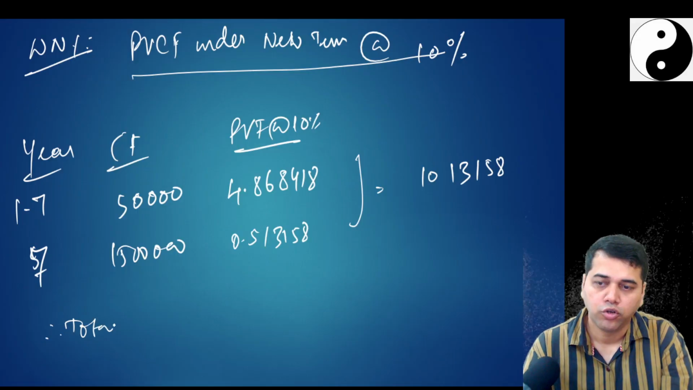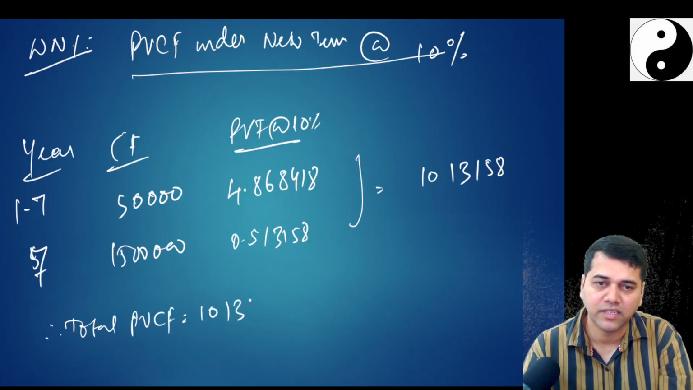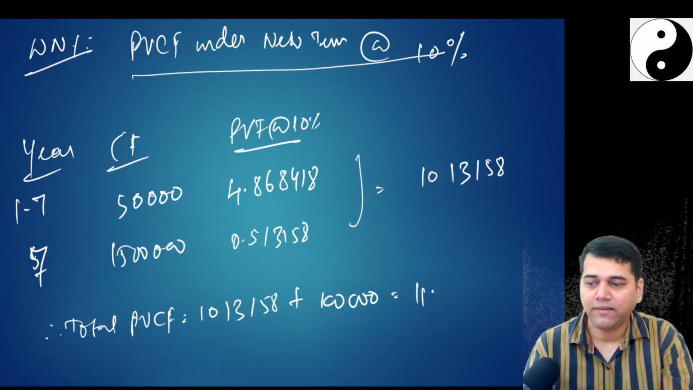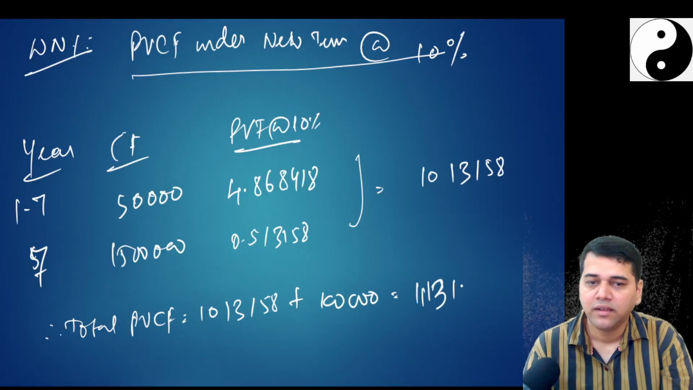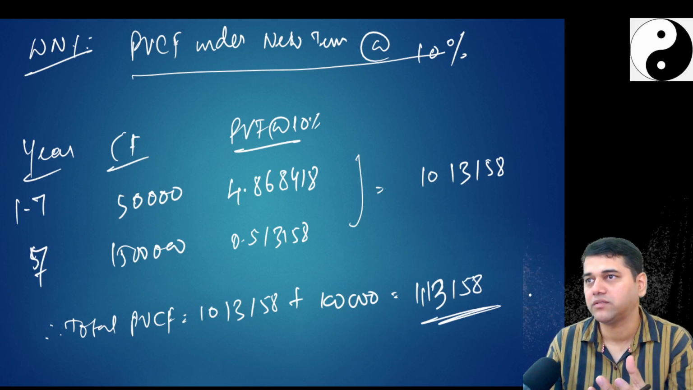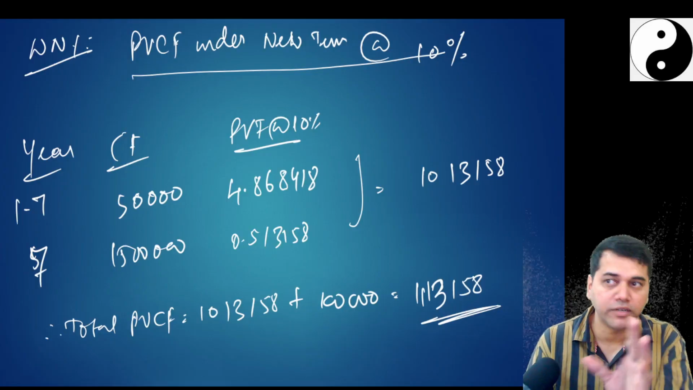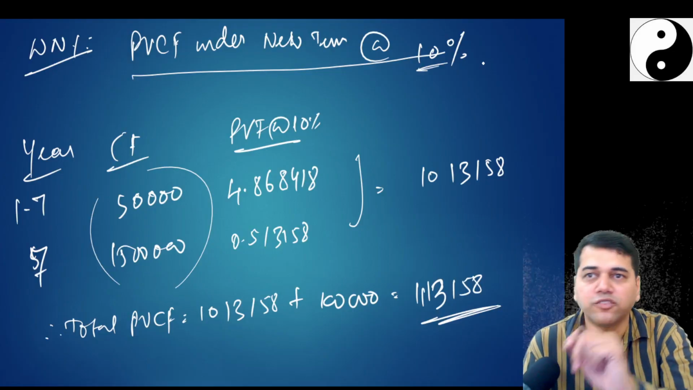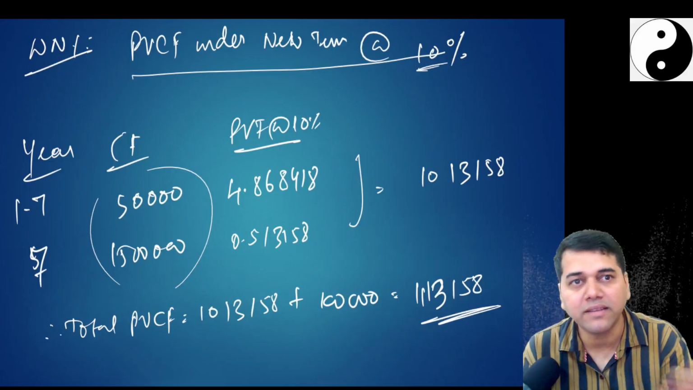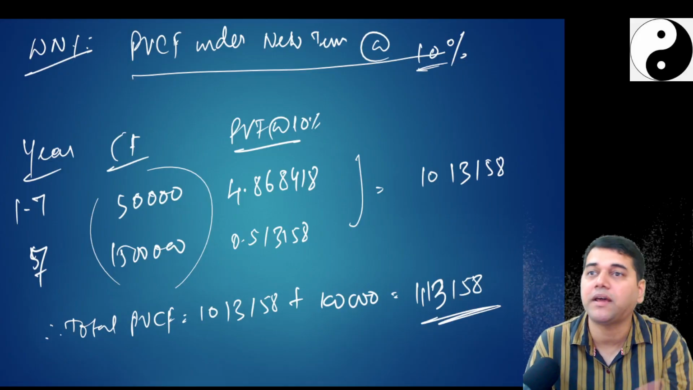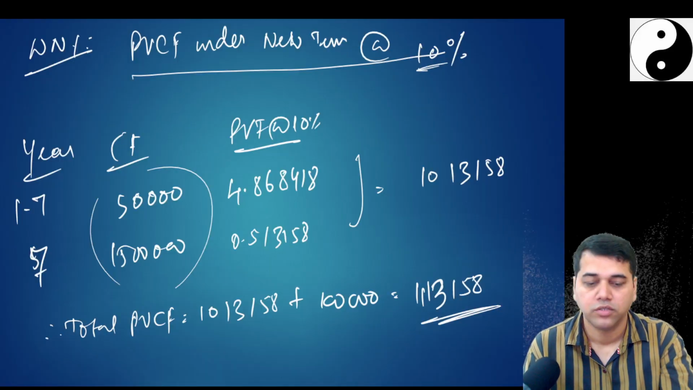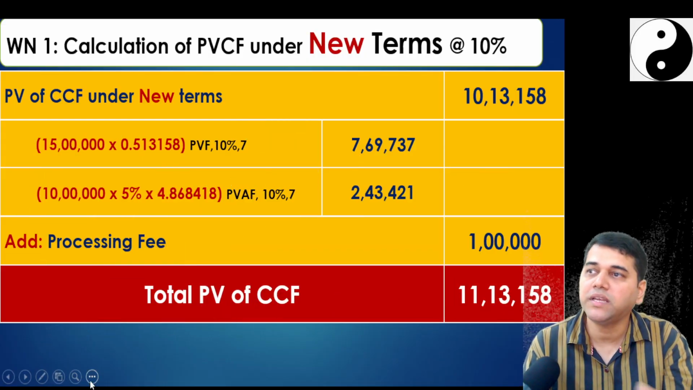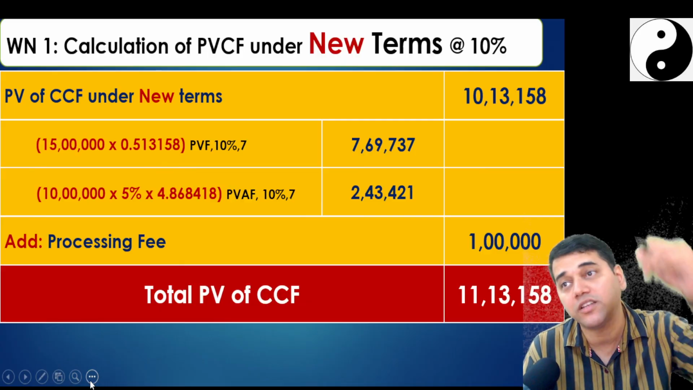Therefore, total PVCF is equal to 10,13,158 plus, did you not pay processing fees right now? 11,13,000, because when you compare, you have to compare the total cash flows, and that is also a cash flow. This is not from an accounting point of view, because it is meaningless to compare this with the 10%. Right now the rate is 11%, but only for comparison's sake, an apple to apple comparison. Otherwise, I cannot compare. So I get 11,13,158. Now, what is my present value of the future cash flows at 10% under old terms?